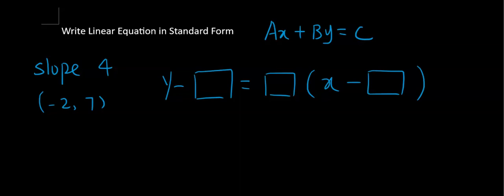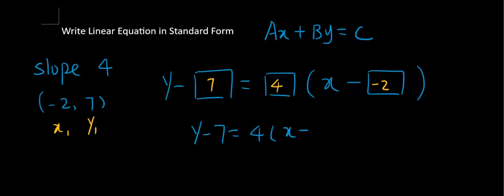Slope is already given to us. We can put down here a point. Remember, this is your y, this is your x. So -2 and 7. Organize. y minus 7 equals 4 times (x plus 2). Distribute: 4x plus 8, minus 7, y.